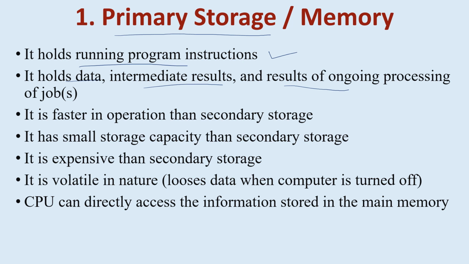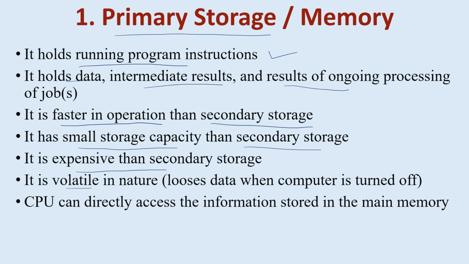The primary memory is faster in operation than the secondary memory. It has small storage capacity than secondary storage. The storage capacity of primary storage is smaller than the storage capacity of the secondary storage. It is more expensive than secondary storage. It is more costly than the secondary storage.